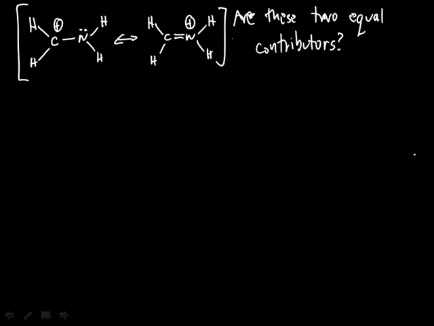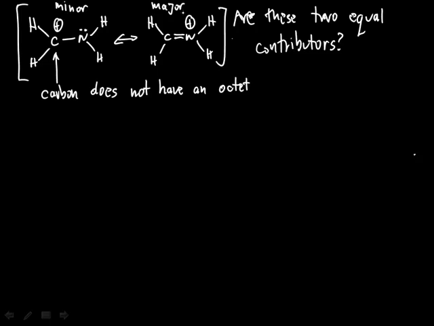So if we look at these two structures, we'll notice that this carbon does not have an octet. It only has a sextet of electrons, which makes this resonance structure somewhat unfavorable, and this is a minor contributor. This one, on the other hand, is a major one, since all elements have filled up electron shells.